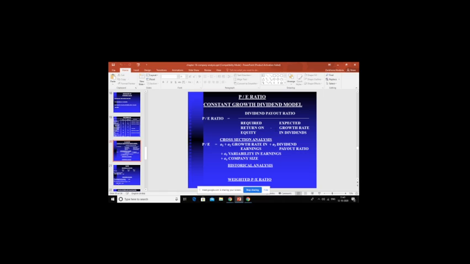this is another formula for PE ratio: dividend payout ratio divided by required return on equity minus expected growth rate in dividends. Okay, so these three parameters are going to decide PE ratio, and that's why first you need to predict these 2, 3 variables, and based on that you can predict next. Okay.